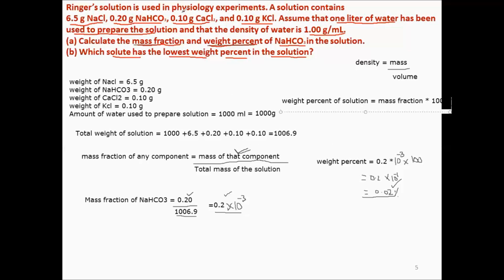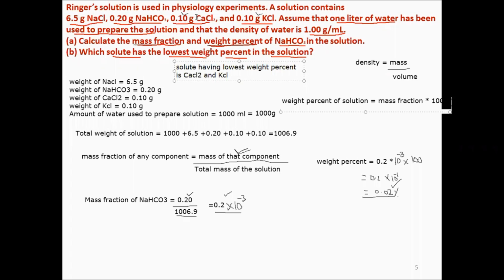So from this you can see calcium chloride and KCl have the lowest weight, 0.10 gram and 0.10 gram. So the question was which solute has the lowest weight percent. The solutes having the lowest weight percent are calcium chloride and KCl, because their weight is the least among all.